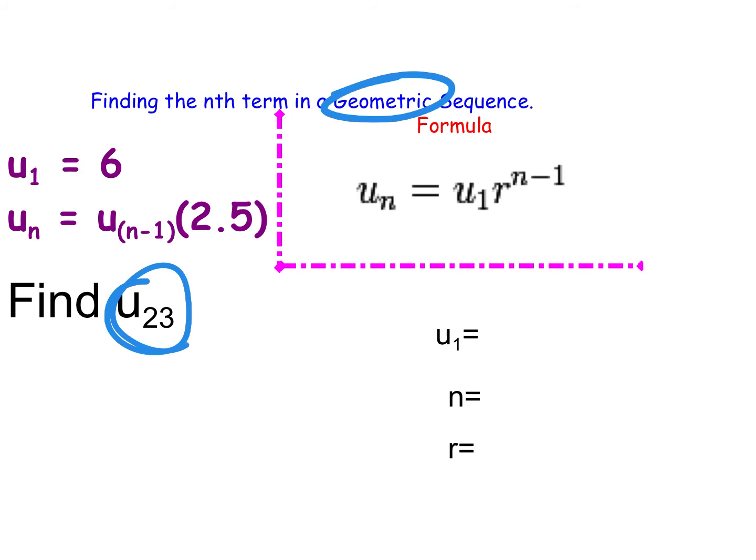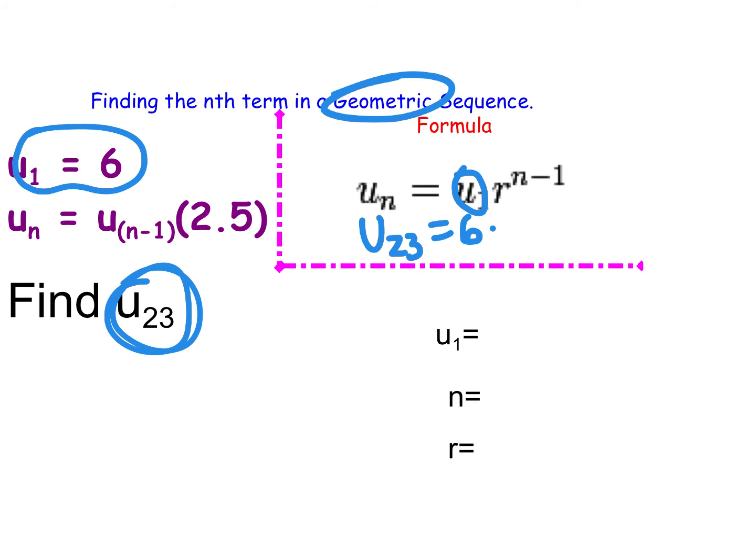the U sub 23, that's what I want to find. U sub 23 is, follow me on this and see if you can do it. U sub 1, right here. Oh, it's right there. It's 6, times r, that's the common ratio again. What's the common ratio? Right there. 2.5 is the common ratio.